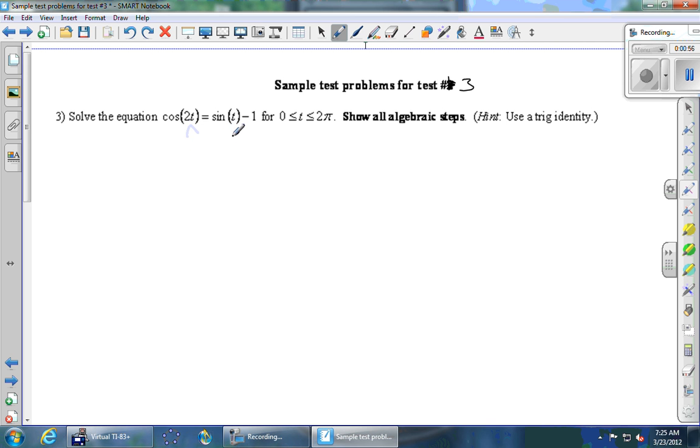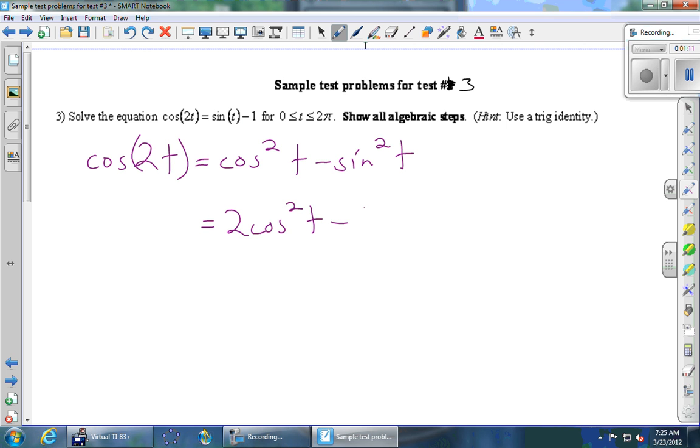So cosine of 2t on the left, I'm hoping you remember there are a few different identities we have for cosine of 2t. Cosine of 2t is cosine squared t minus sine squared t. It is also 2 cosine squared t minus 1. And then finally, it is also 1 minus 2 sine squared of t. I don't need you to memorize these. You'll have them on the reference sheet that you bring with you to the test.